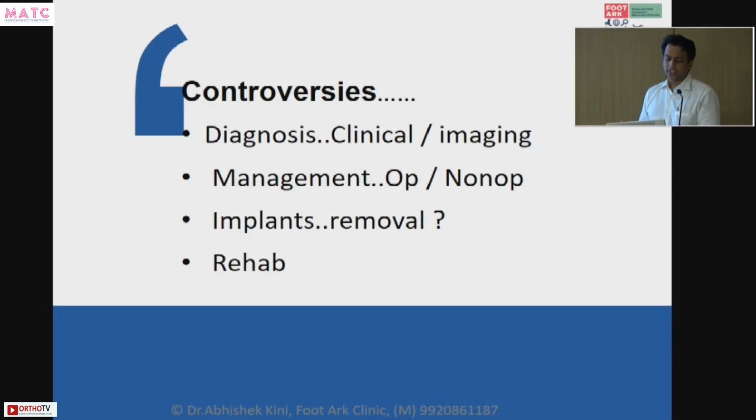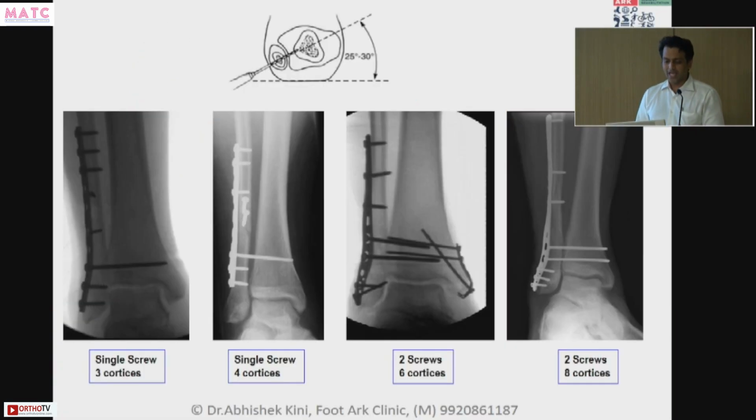So the controversies are diagnosis, how to diagnose it, whether it is clinical by external rotation pressure, or imaging wise. Management, again, to operate or not operate. Implants, which implants, whether it is a screw or a suture button, whether to remove the screw, let the screw break, or not remove the screw, and how do you rehab them. Again, the angle at which it's important, the fibula sits around 20-25 degrees posteriorly, and it's important that you get the alignment in the correct direction.